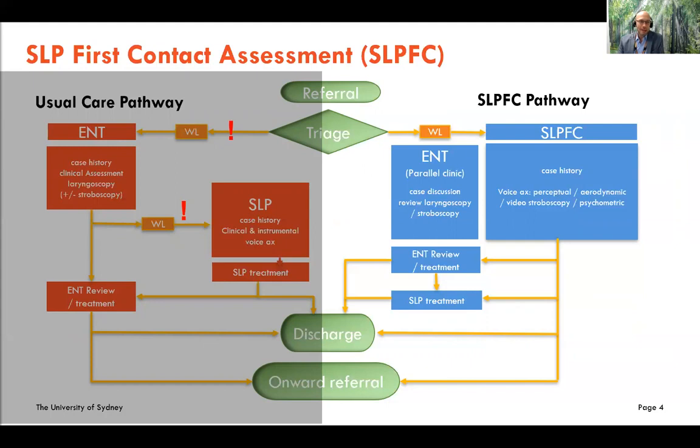This follows a case discussion with ENT and a joint review of instrumental assessments before a confirmed diagnosis and treatment plan is agreed. This model can ensure ENT surgeons use their expertise on more complex cases and surgical interventions, and patients receive multidimensional voice assessments much earlier. Similar models have been reported in the literature, suggesting shorter waiting times and improved access to speech pathology.